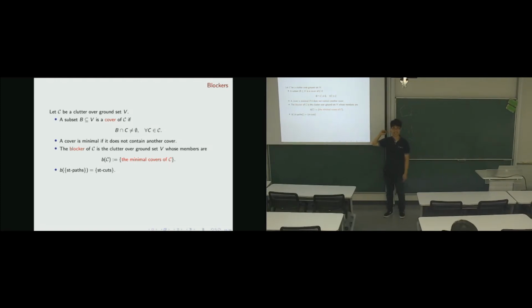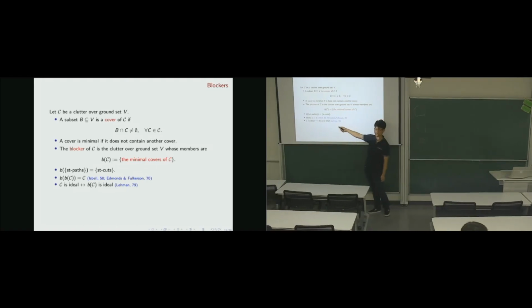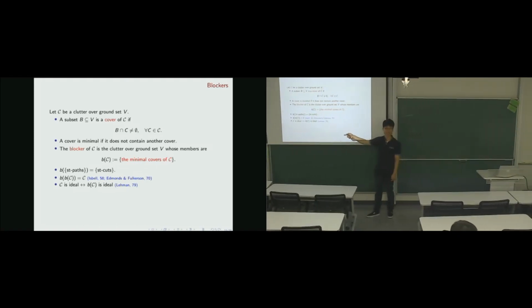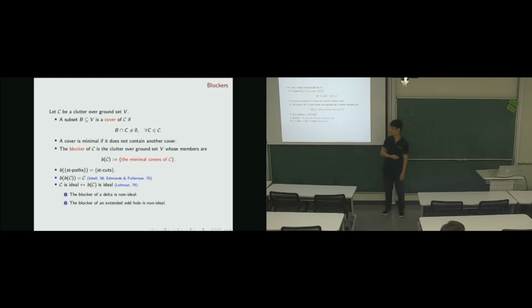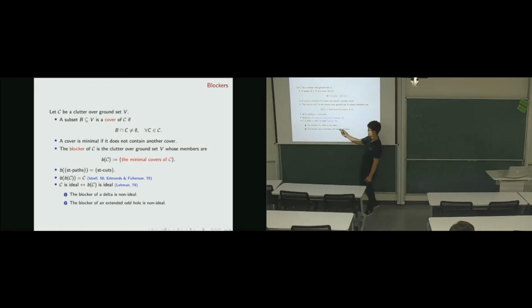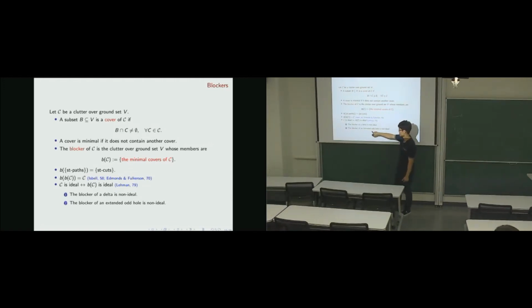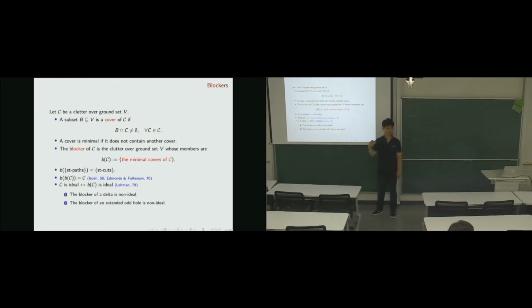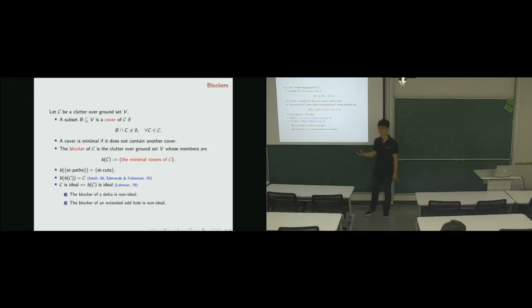There are important properties. One is that if you take the blocker of the blocker, then you get the original one. And this might be more relevant for this talk: this operation of taking blockers preserves idealness. Which means that I told you that deltas and extended odd holes are non-ideal, so even after taking their blockers, they're also non-ideal.